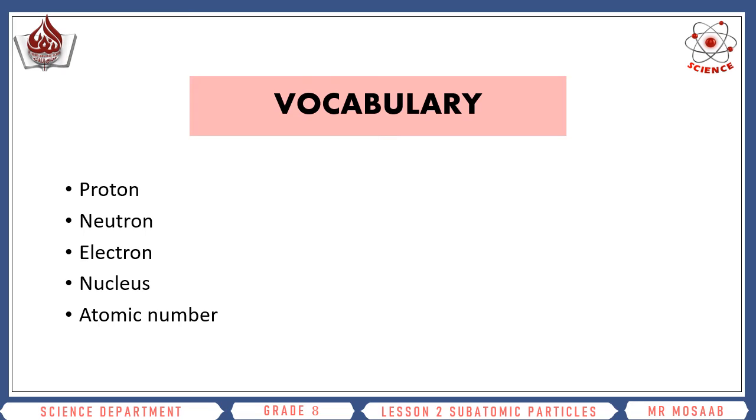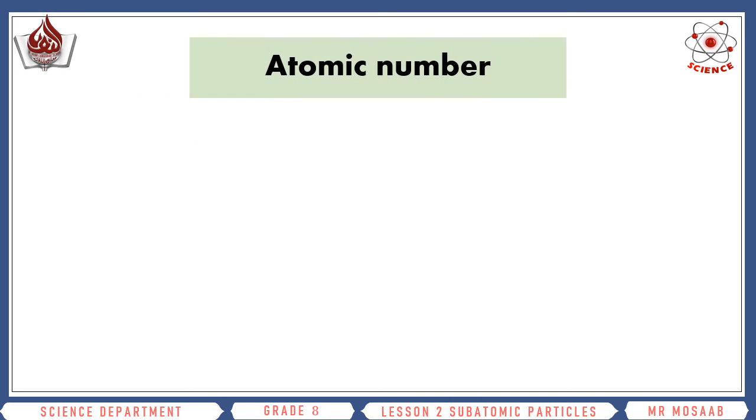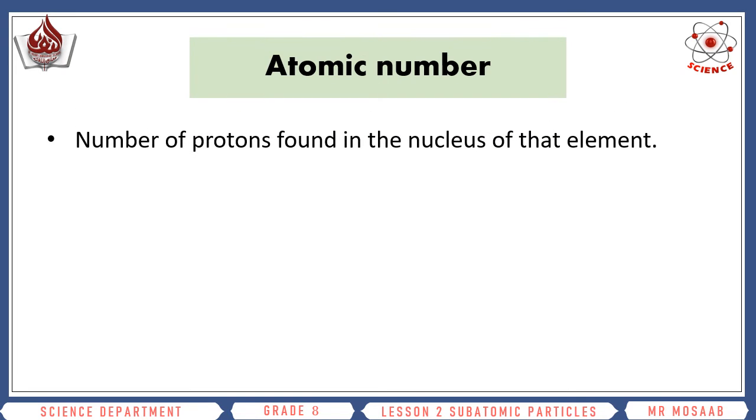Now, we have a new word here. A new word is called atomic number. And proton, neutron, electron, and also nucleus we have taken before in the last lesson. So let's start with the meaning of atomic number. What is meant by atomic number? Atomic number is the number of protons found in the nucleus of an atom or an element.